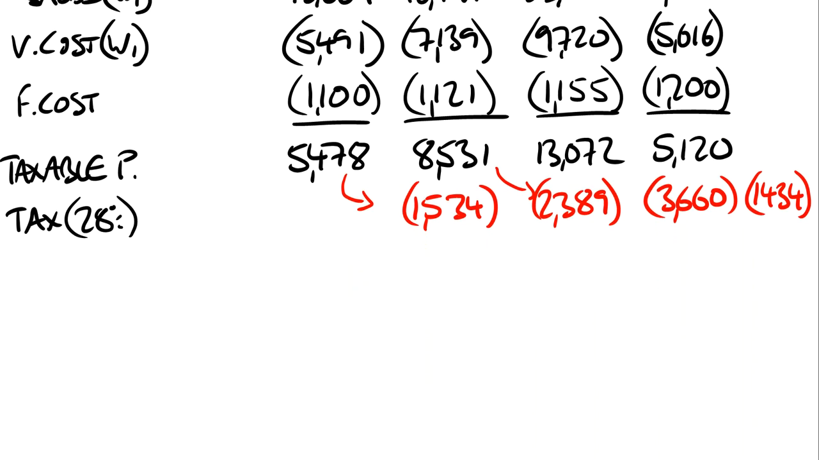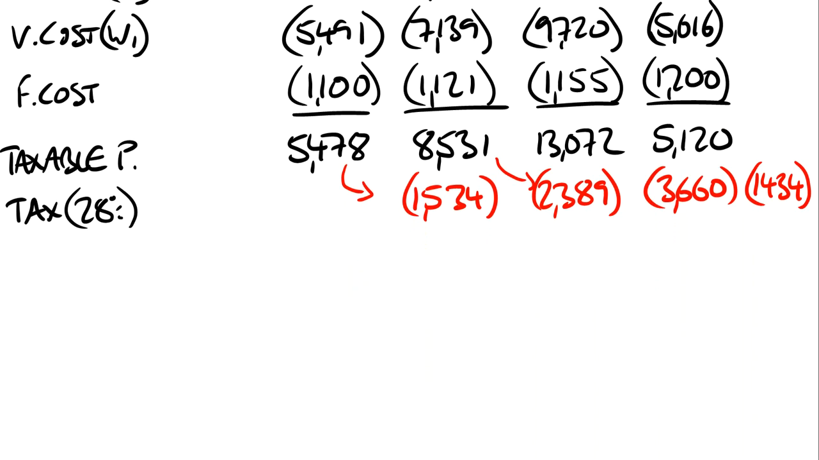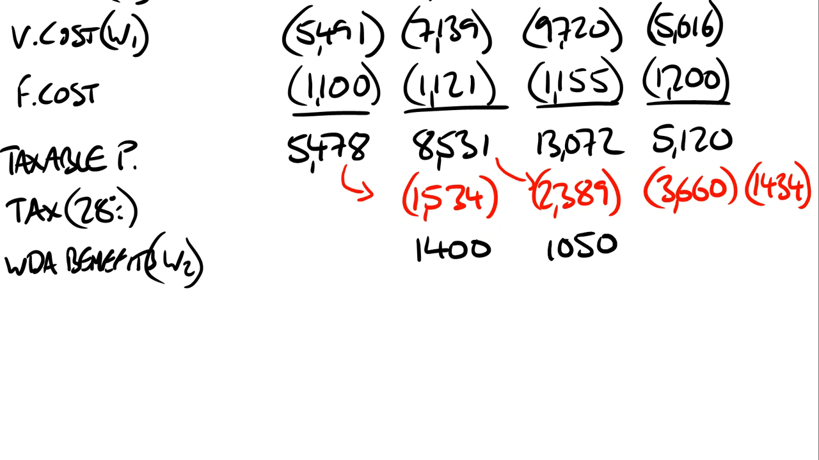Don't forget though, we had some tax benefits from our written down allowance. So the benefits in working 2, we're going to add back, and they were 1400, 1050, 788, and then lastly 2362.